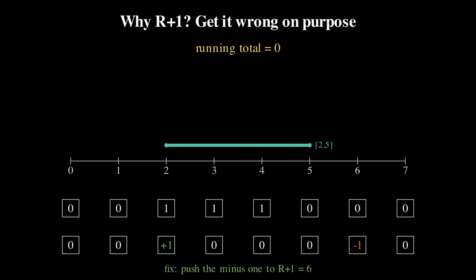So push the -1 1 step right to 6, which is R+1. Sweep again, and now 2, 3, 4, and 5 all hold at 1. That is the entire reason for R+1. You never memorize it, you rederive it in 5 seconds by watching 5 fall out.